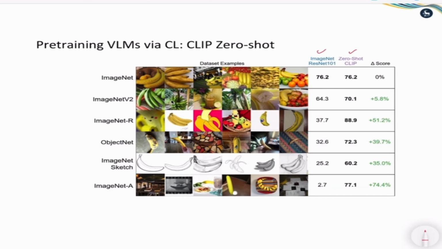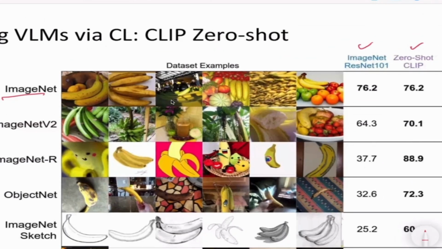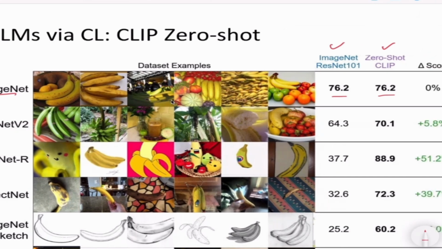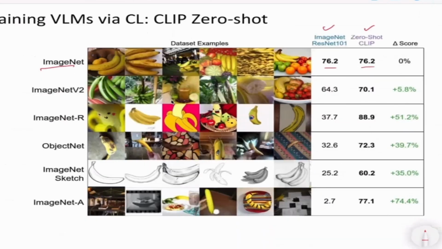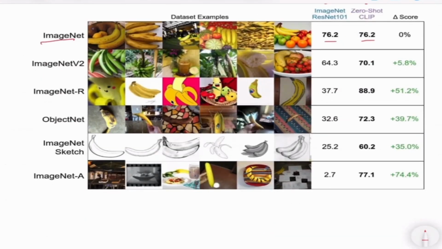So once you have ImageNet kind of distribution, these are the bananas which you would typically find in ImageNet, and the performance is quite good. If it is in distribution, performance is quite good for ResNet 101 and for zero-shot CLIP as well. But once you go out of distribution, for example here, these are bananas which you, as a human, can detect very easily. Even a child, a couple of years old, would be able to tell that, oh yeah, that's a banana. But you see the other models are struggling.